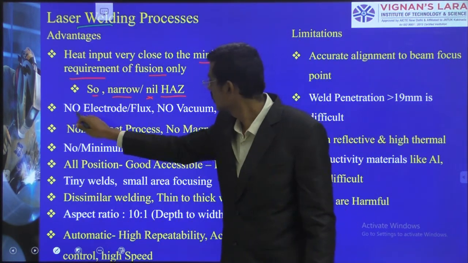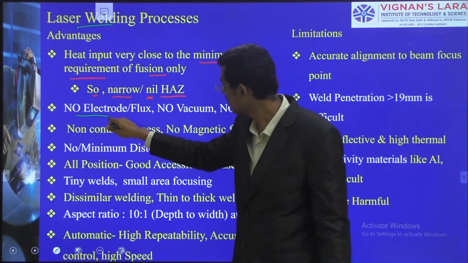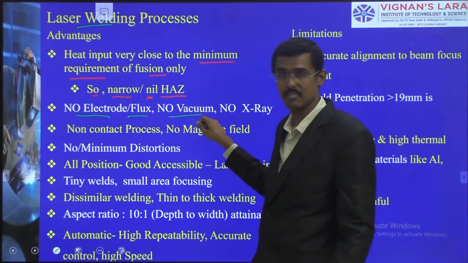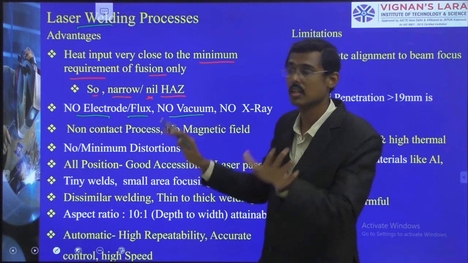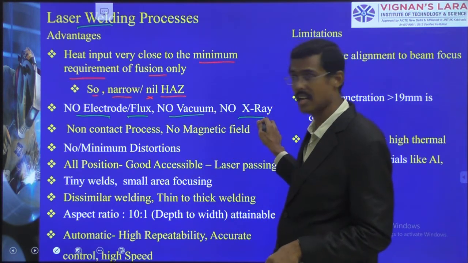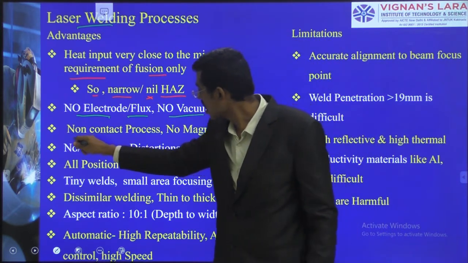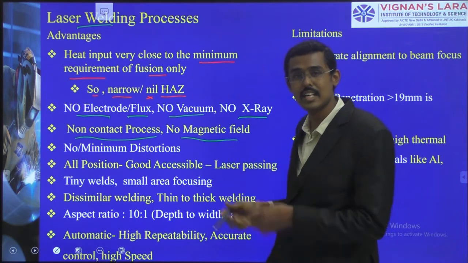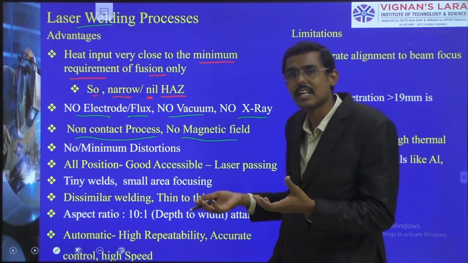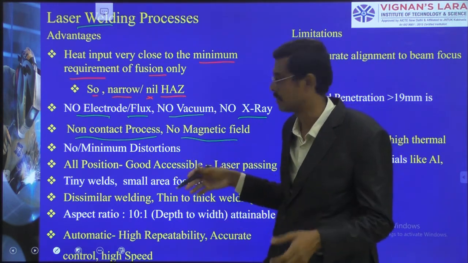Therefore, no electrode, no flux, no vacuum. We can operate at any temperature and in any working environment, even room temperature. No vacuum, no X-rays, same point. It is a non-contact process. There is no magnetic field, as there is no electrical supply and no conduction, so no magnetic fields are generated.